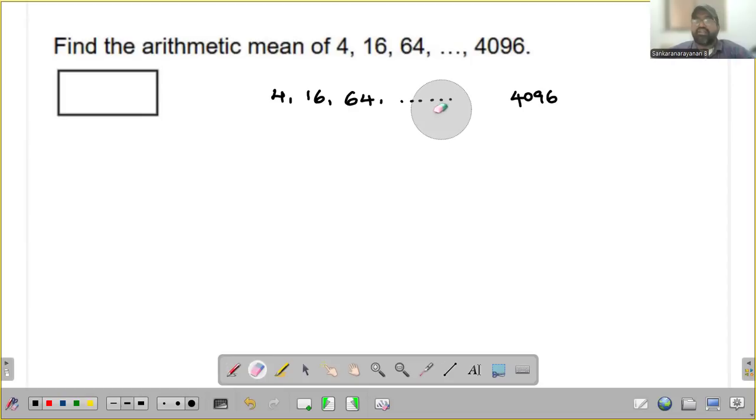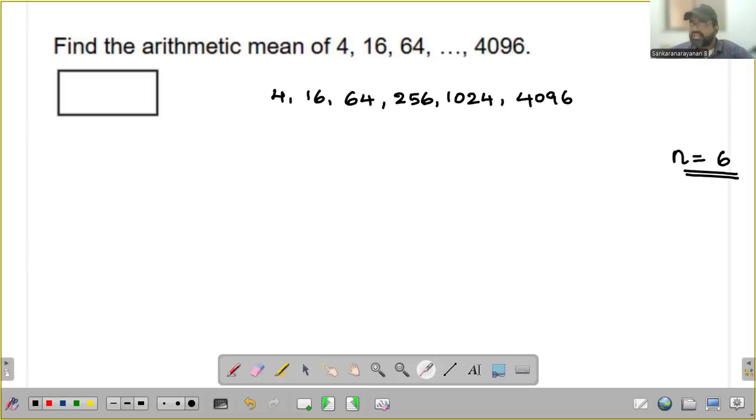If I am listing the further numbers, I can see that 64 into 4 is 256, 256 into 4 is 1024. Okay, I'm just multiplying everything with 4. 4 into 4 is 16, into 4 is 64, into 4 is 256, into 4 is 1024, into 4 is 4096. So these are the numbers involved, right? The number of observations is equal to 6 in this case. Okay, you are asked to find the arithmetic mean of these 6 numbers only.